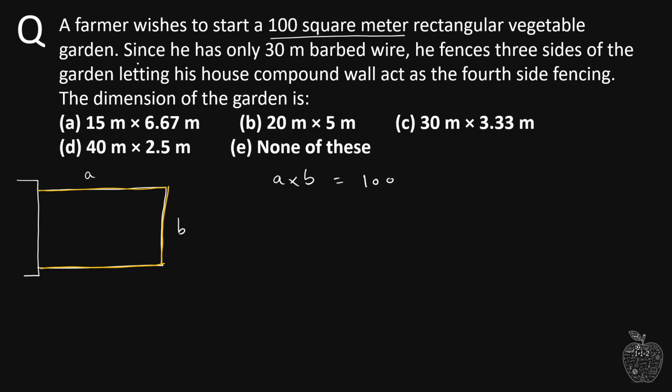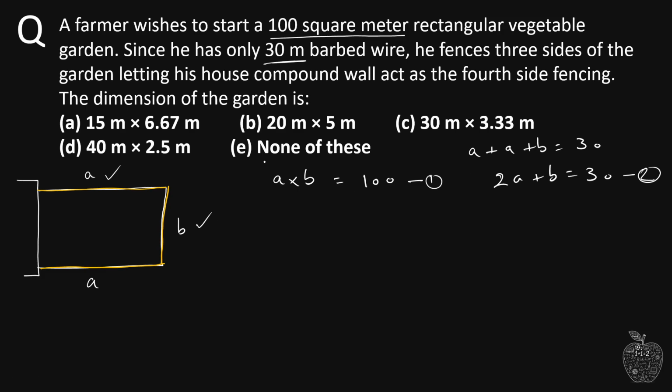Now since he has only 30-meter barbed wire, that means he's fencing only three sides. So A plus B, and this will also be A. So he's fencing A plus B plus A, which is equal to 30 meters. So we have 2A plus B is equal to 30. We have to find out the dimension of the garden, that means the value of A and B here. Let's say this is equation 1, this is equation 2. We have two unknown variables and two equations, so we can find out the value of A and B.